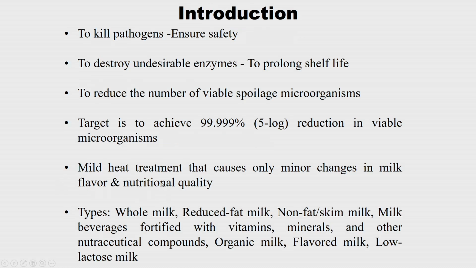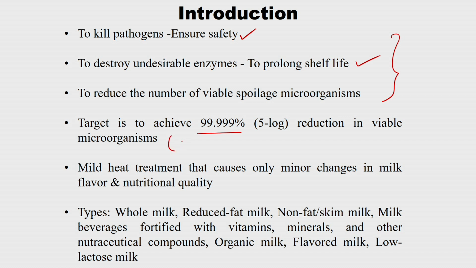So the introduction about milk pasteurization: why we do milk pasteurization. The first thing is to ensure safety by killing pathogenic microorganisms and also to prolong the shelf life, to destroy undesirable enzymes, and to reduce the number of viable spoilage microorganisms. So these three are aims of milk pasteurization. And also our target is to achieve 99.99%, that is nothing but a 5 log reduction in viable organisms.